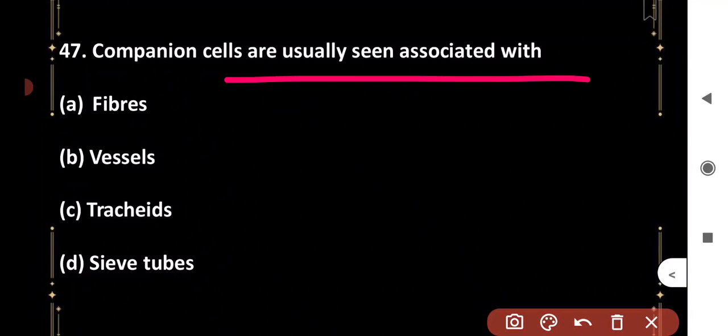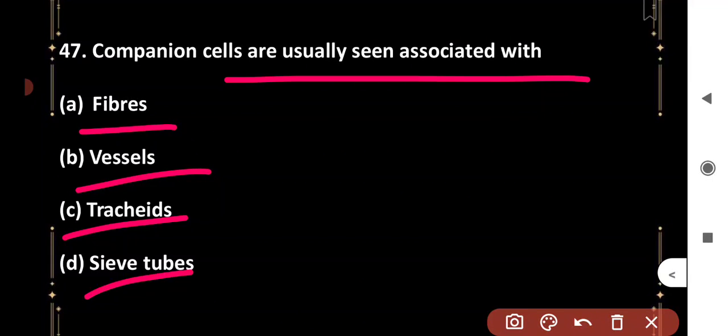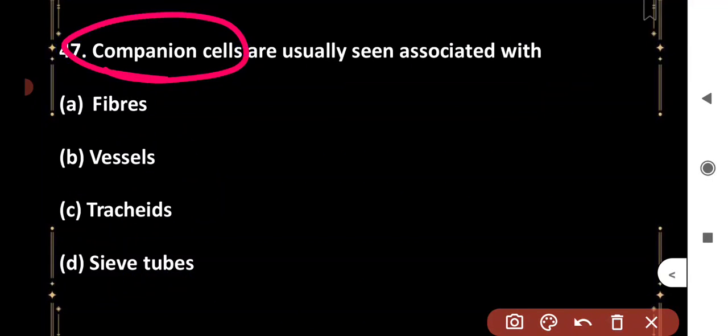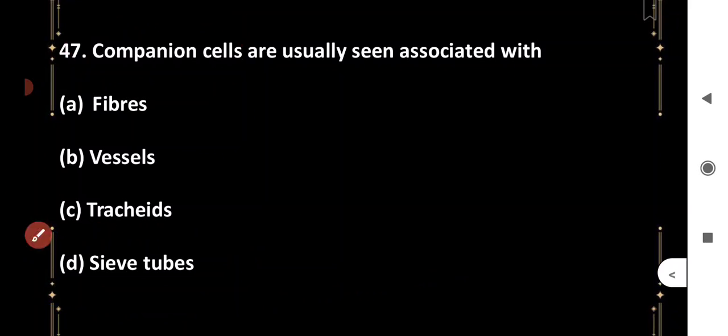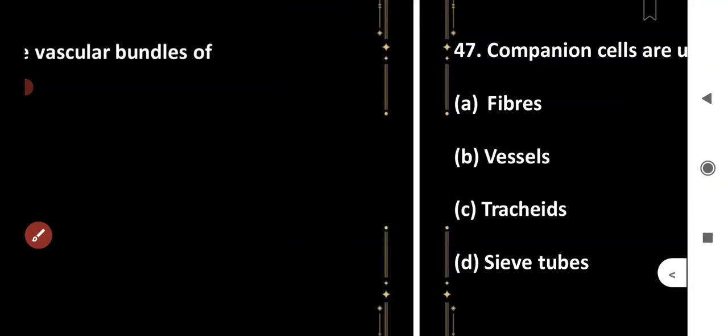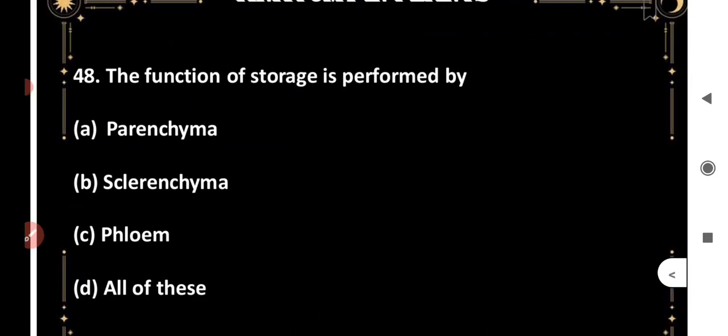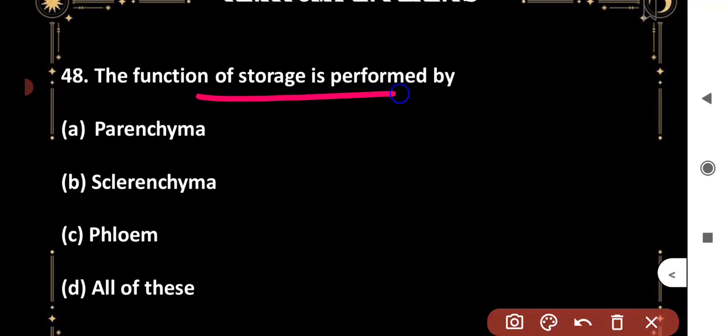Companion cells are usually seen associated with fibers, vessels, tracheids, sieve tubes. Companion cells, they give company to whom? Those which lack a nucleus, that is sieve tubes. In gymnosperms, they are sieve cells, and companion cells become albuminous cells. Next question. The function of storage is performed by, see, storage is performed by what? Parenchyma is dead.